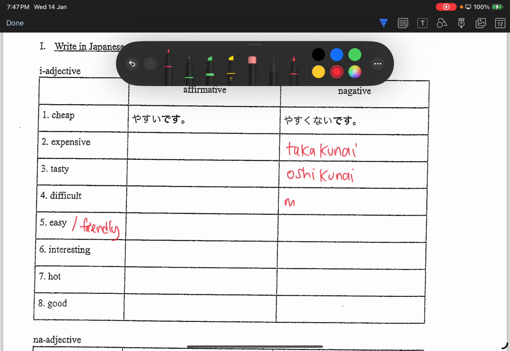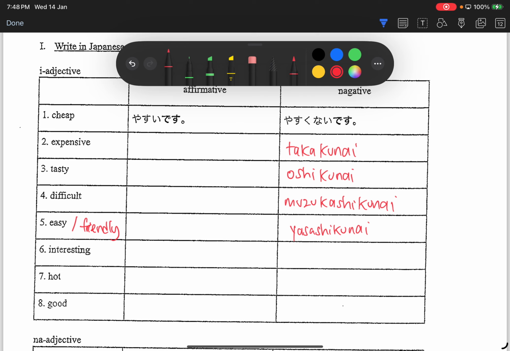Muzukashii desu. So the negative? Muzukashii kunai desu. Very good. And the next one, easy. Yasashi. Yasashi kunai desu. Okay, very good.